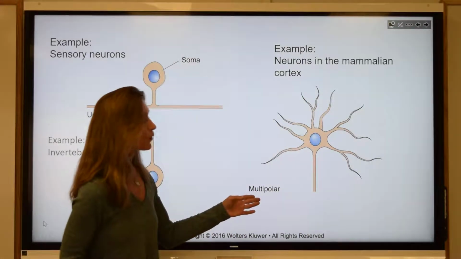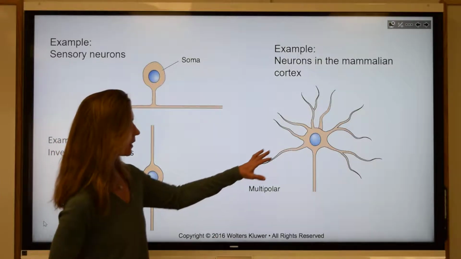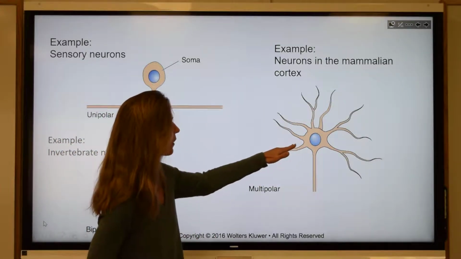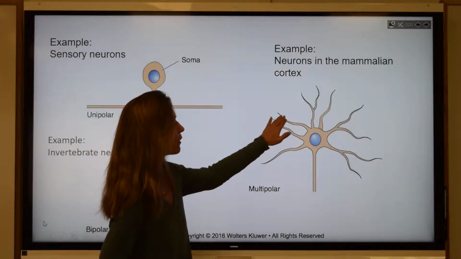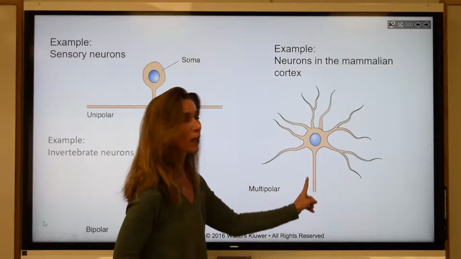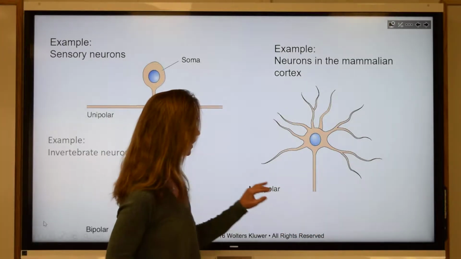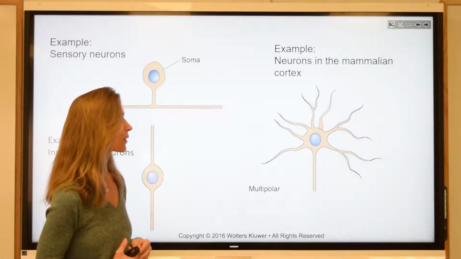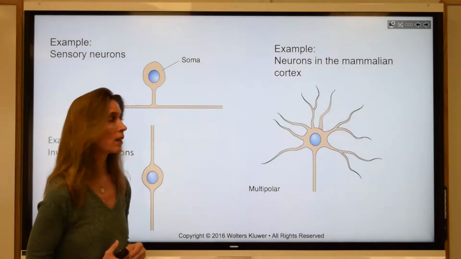And then we have the multipolar neurons, and what you can see here is that we have one soma, and out of the soma you have a number of dendrites that protrude out of this soma, and always one axon that comes out of it. These multipolar neurons are very abundant in the cortex of mammalians.